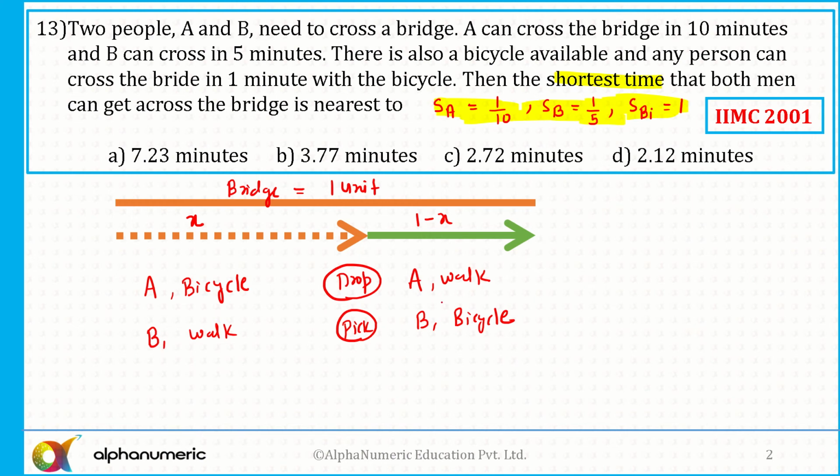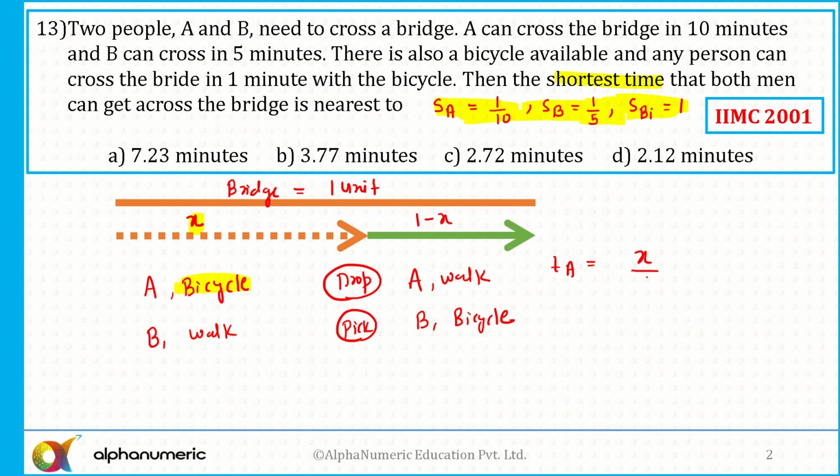Now find out the individual time taken by A. So what is the time taken by A? Let me write down A. So A has traveled the first part of the distance, that is X, by bicycle. So distance X with the bicycle. So what is the time taken? X upon the speed of the bicycle. And what is the speed of the bicycle? Here the speed of the bicycle is 1.